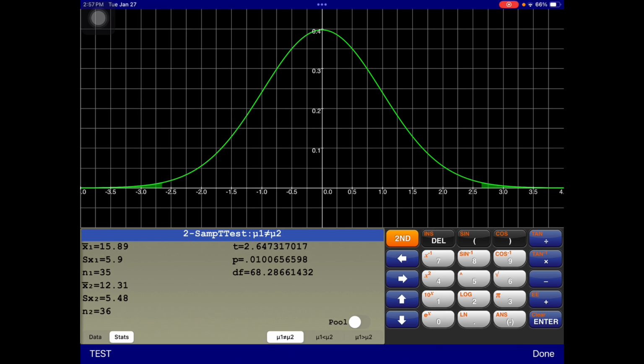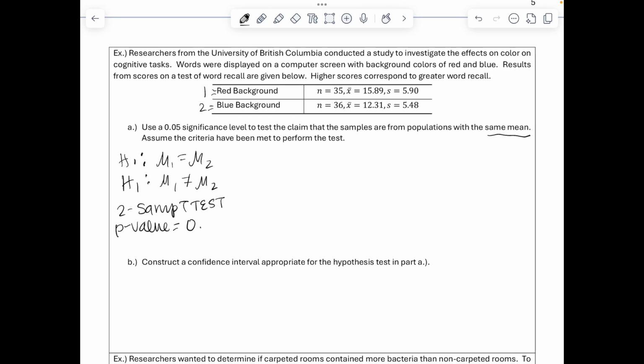Also, make sure you select the correct alternative hypothesis, which is not equals to, and you have pooled set to no. From the graphing calculator, we get a p-value equal to 0.0101. And then comparing this to alpha, you'll note that alpha is 0.05. So this is less than alpha, which is 0.05. And since it's less than, this means that we are going to reject H naught, so reject our null. And then from here, we need to write our conclusion, again, discussing the problem.